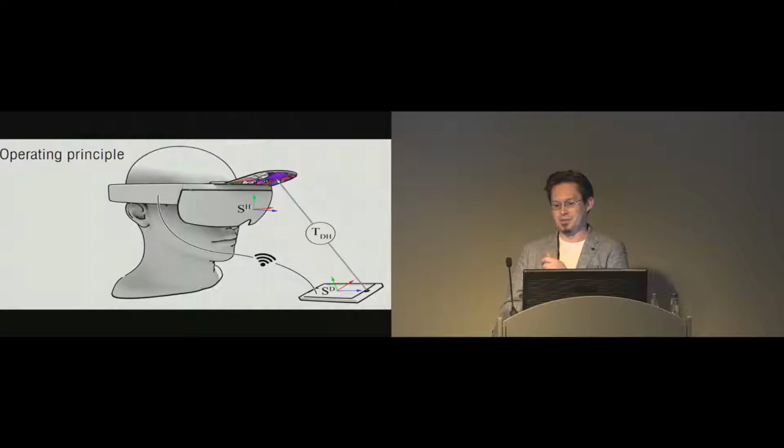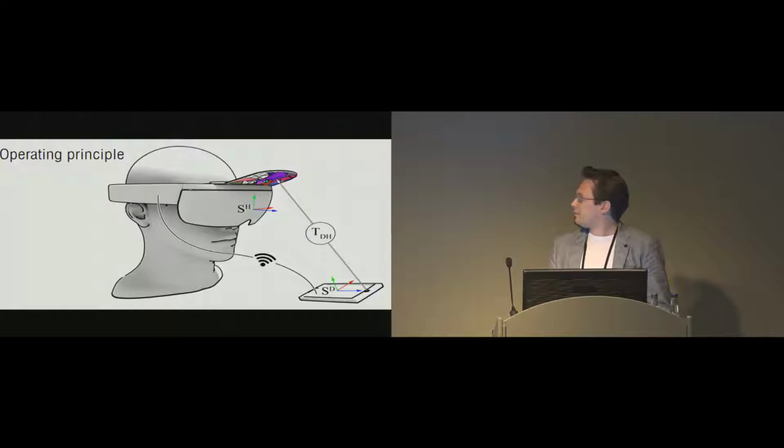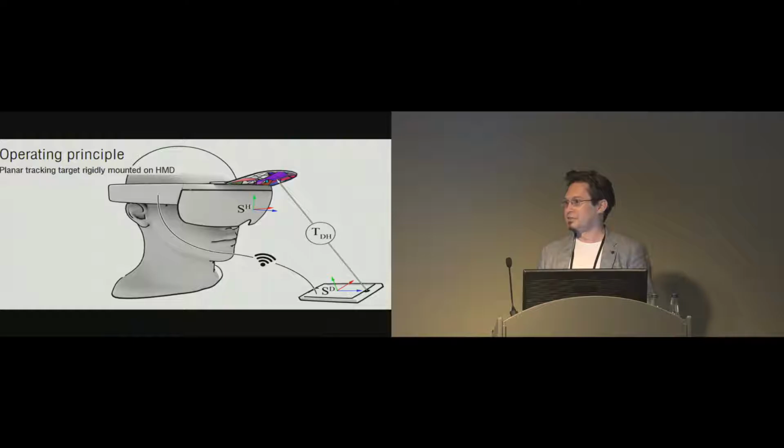So while the phone itself has no world knowledge, the HMD usually has. In this case, we use the front camera of the smartphone to track a planar marker on the HMD, which is essentially a piece of paper on a stable surface, and which is simply rigidly mounted on any HMD. It doesn't need to be a HoloLens. It is possible to attach this to any kind of HMD.